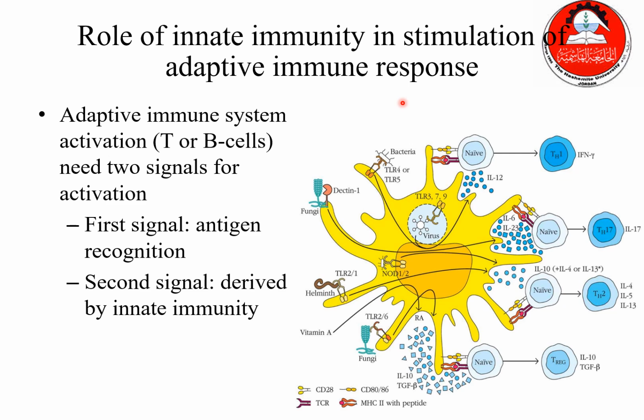In this last slide, we're going to talk about the role of innate immunity in stimulation of adaptive immune response. So adaptive immune system activation of T or B cell need two signals for activation. First signal, antigen recognition. Second signal, derived by innate immunity. زي إيش؟ زي هون عم نحكي عن dendritic cell. Dendritic cell it's an antigen presenting cell. حكينا professional antigen presenting cell.